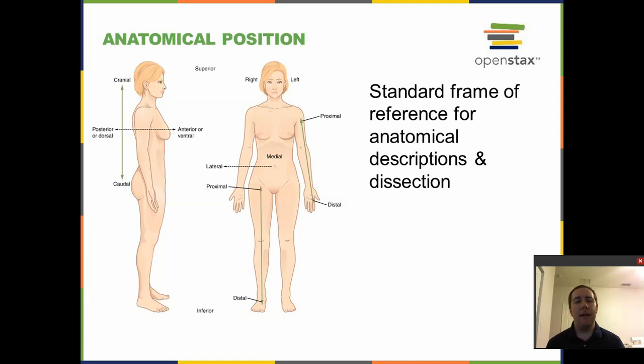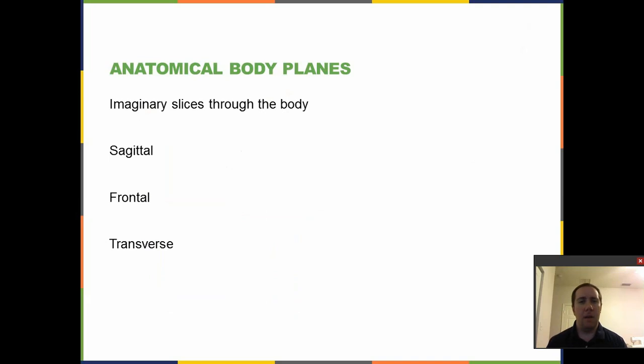And so we are going to talk about regions. We're going to talk about directional terms. All of those are in reference to the anatomical position. We can take that anatomical position and we can cut it, whether it be a physical cut like a surgeon or an imaginary cut like someone taking an X-ray or an MRI. We have three types of cuts. We call these cuts planes. We have a sagittal plane, a frontal plane, and a transverse plane.